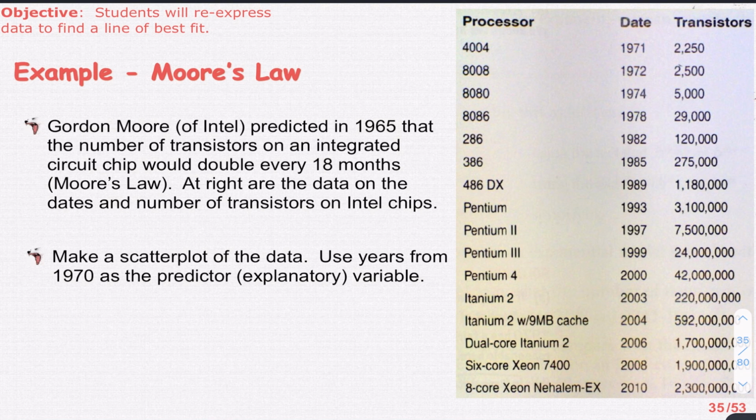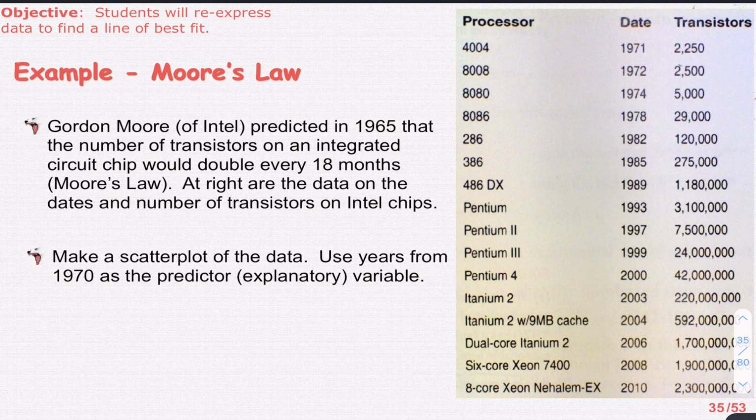With Moore's law, Gordon Moore of Intel, like the processors, predicted in 1965, so a long time ago, that the number of transistors on an integrated circuit chip would double every 18 months, which is called Moore's law. At the right are the data on the dates and number of transistors on the Intel chips. The goal is to make a scatter plot of the data, using years from 1970 as the predictor variable.